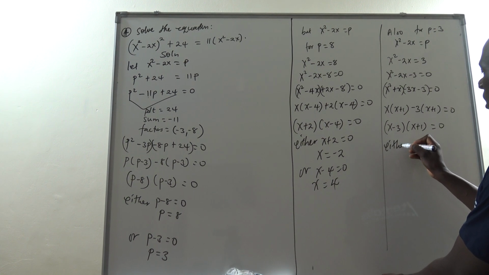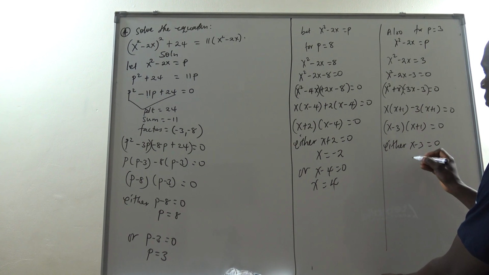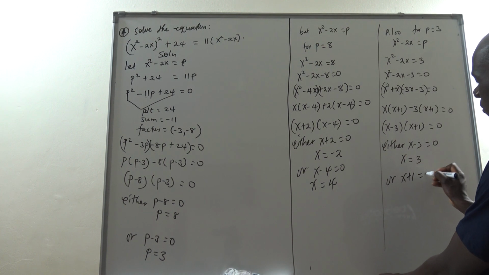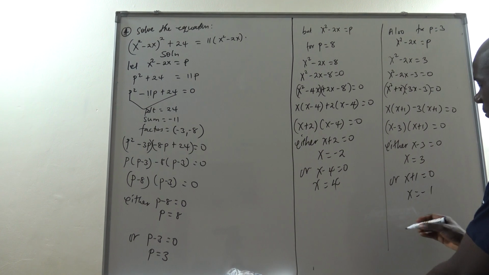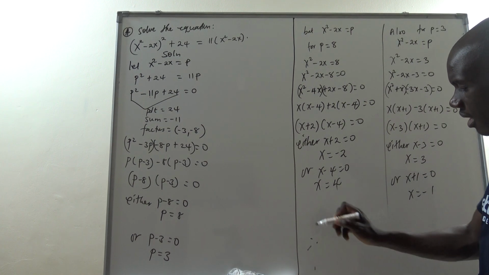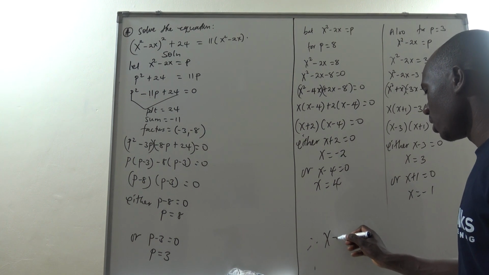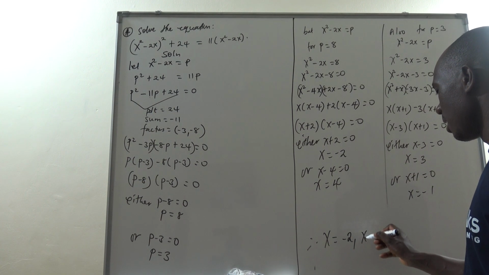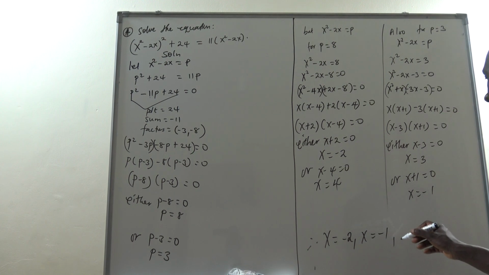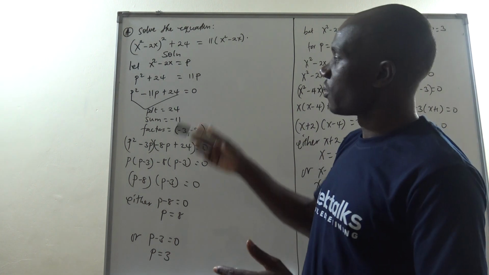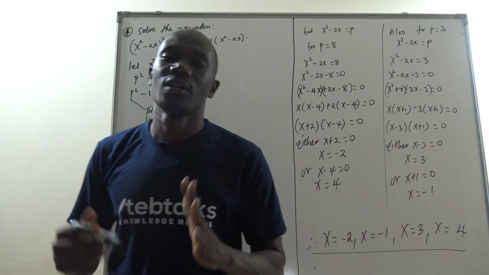Then we say either x minus 3 equals 0, it means x equals 3, or x plus 1 equals 0, x equals negative 1. So can we conclude therefore, and we conclude according to the ascending order. So we say therefore x equals negative 2, x equals negative 1, x equals 3, x equals 4. So those are the values of x given to that solution of the question being asked.